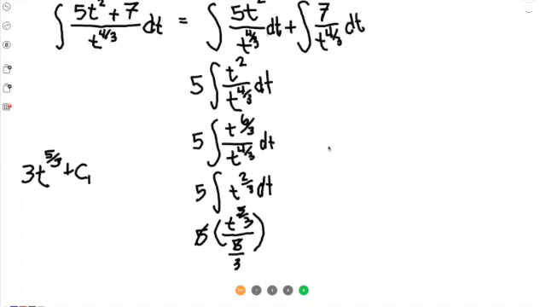Okay, so proceeding, we have another integral where pwede nating ilabas yung constant na 7, and the remaining integral would be t to the 4/3, or we can just put it as negative 4/3, t to the negative 4/3, instead of writing 1 over t to the 4/3 dt. Medyo mahirap na siya sumulat. Okay, dt.